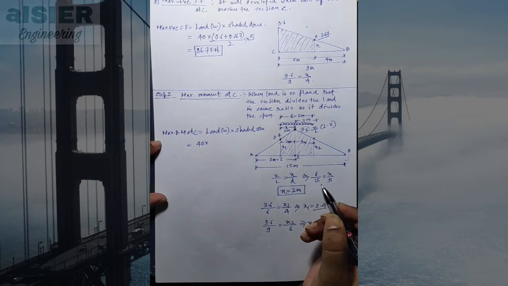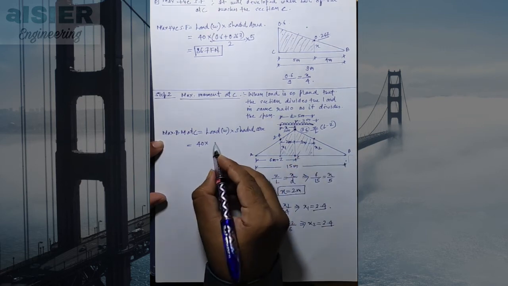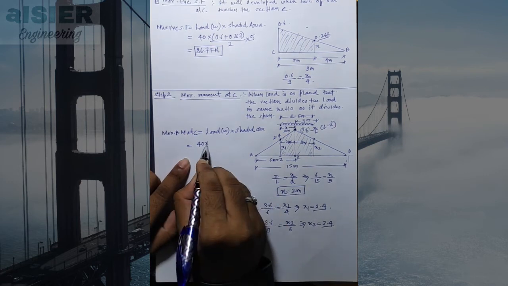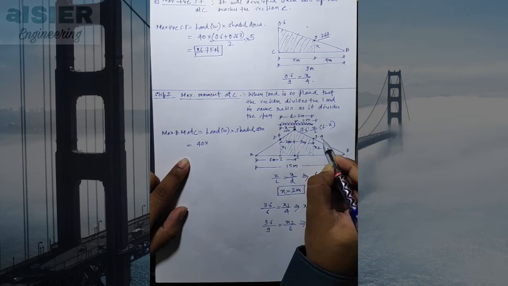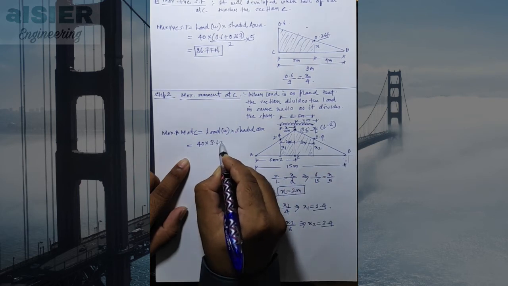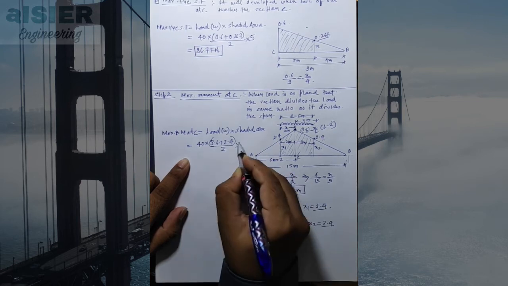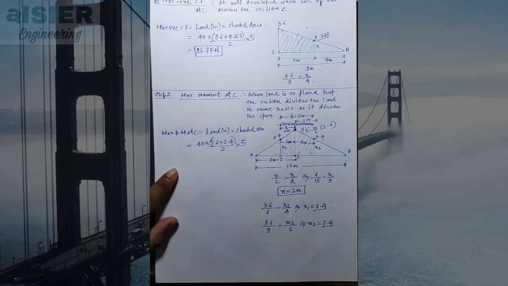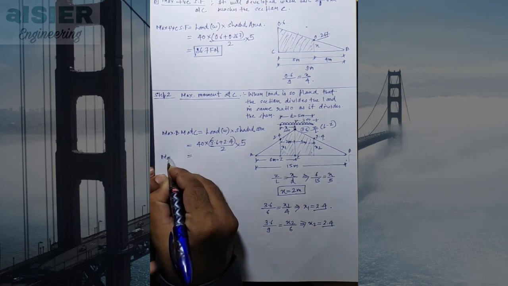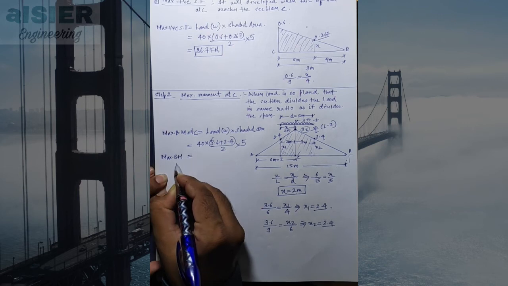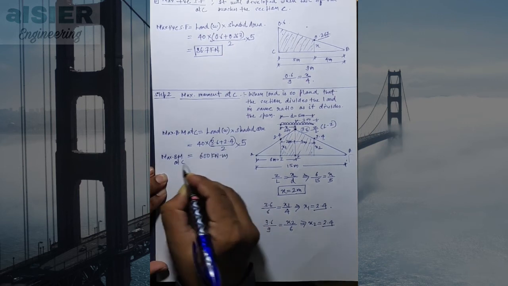What about shaded area? So shaded area we will calculate sum of two parallel sides. So sum of two parallel side is known to us, that is 3.6 and 2.4. This is also 2.4, right? So 3.6 plus 2.4 divided by 2 into, what about height? Height is 5 meter. So from this we will get maximum bending moment at C is equals to 600 kilonewton meter.